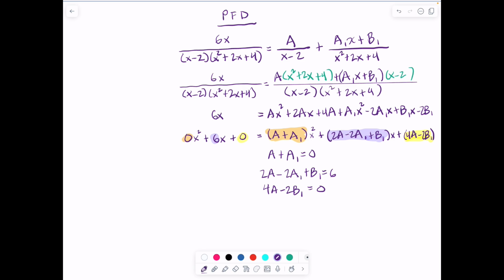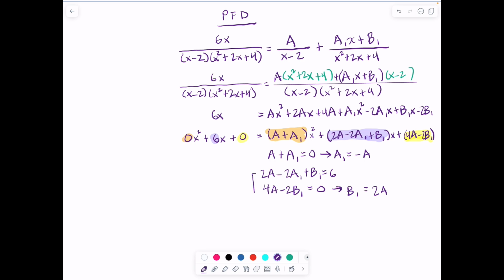Cool so far? Okay, so I'm looking at this system, and I think I need to isolate a1 and write it in terms of A. So a1 equals negative A, because I'm looking at the first equation. And then when I look at the third equation, I need to isolate b1. So negative 2b1 would be equal to negative 4A. And then when I divide by negative 2, I'll get a positive 2A.